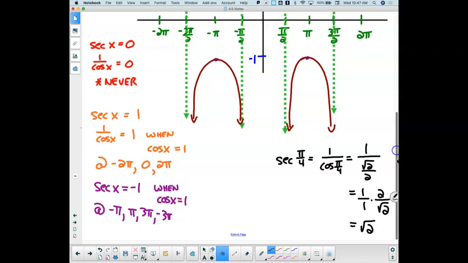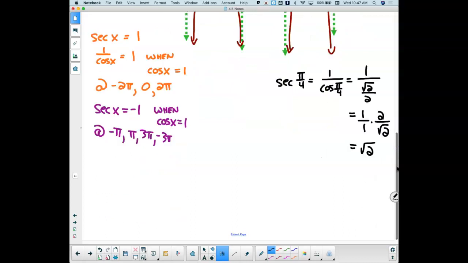I think it's 1.414. And the only reason I know that is because the area code when I was growing up was 414 for me. So that's how I remember it.